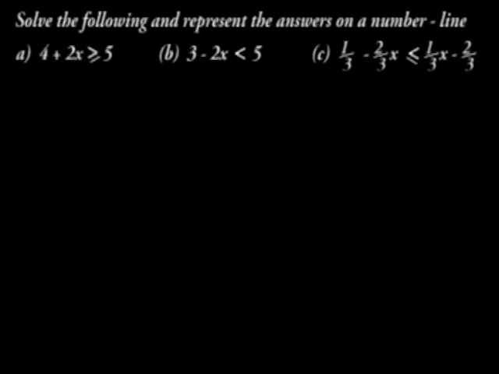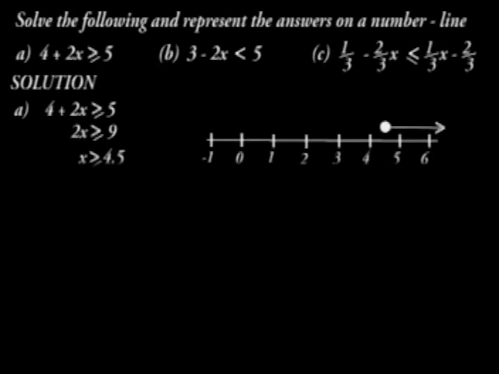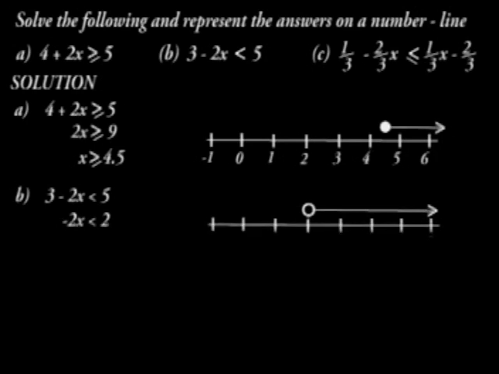In the solution, A, 4 plus 2x is greater or equal to 5, x is greater or equal to 4.5 and is represented as shown. B. 3 minus 2x is less than 5, x is greater than 1. Note the change or the reversing of the sign, and it's represented as follows. Also note that the initial point is not shaded.